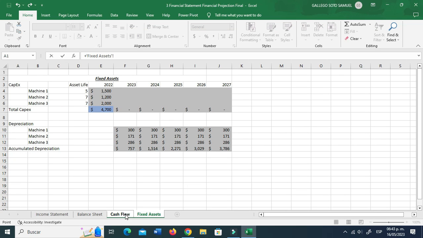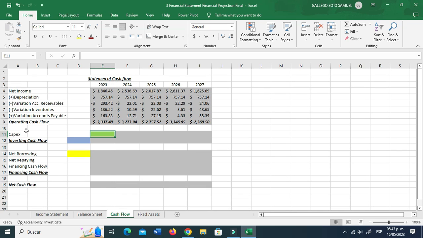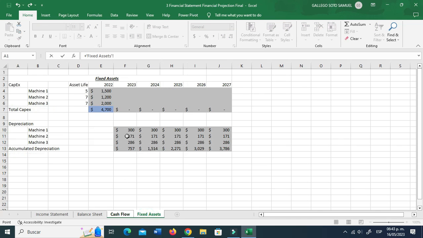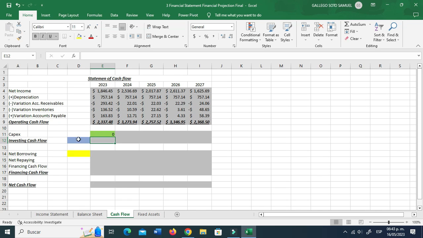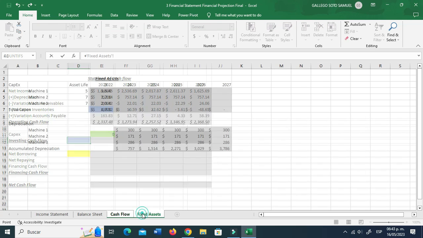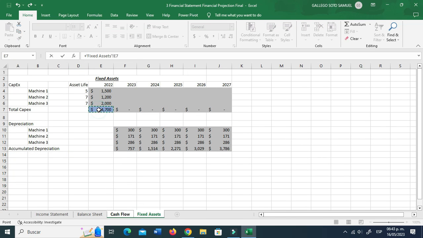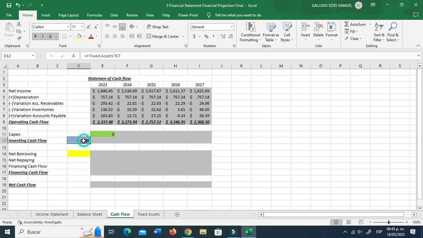I don't know what this is. Okay, let's see. So the capex is going to be the value of the assets of 2023, and the blue one is going to be the assets here. But this is supposed to be negative. I'm sorry, I have to change this to negative, minus, right?